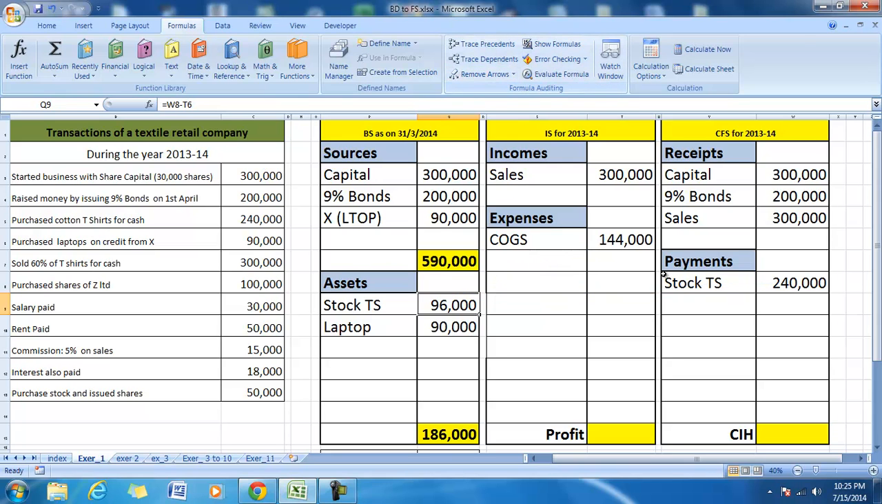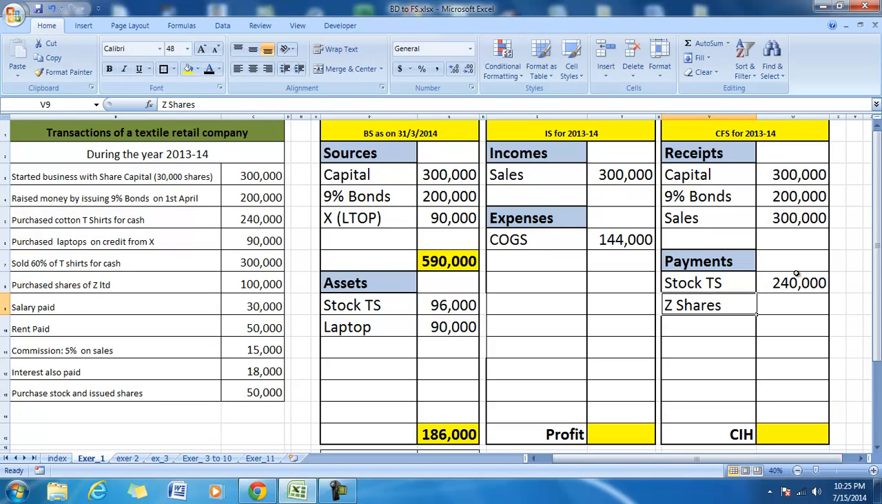Stock is an asset, whereas COGS is an expense. Expense is what? The benefit expired. Stock is still an asset because the benefit is unexpired. Purchase shares 100,000. Let us assume it is for cash. So purchase of shares is an acquisition of an asset resulting in cash outflow.